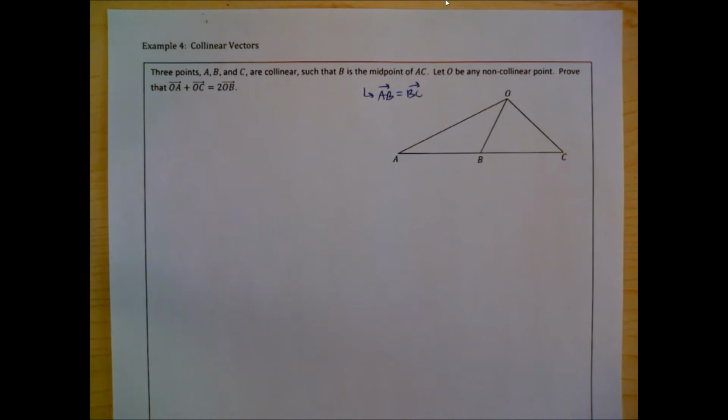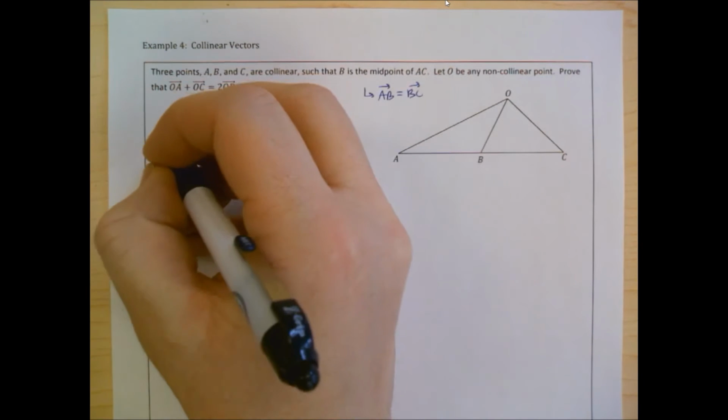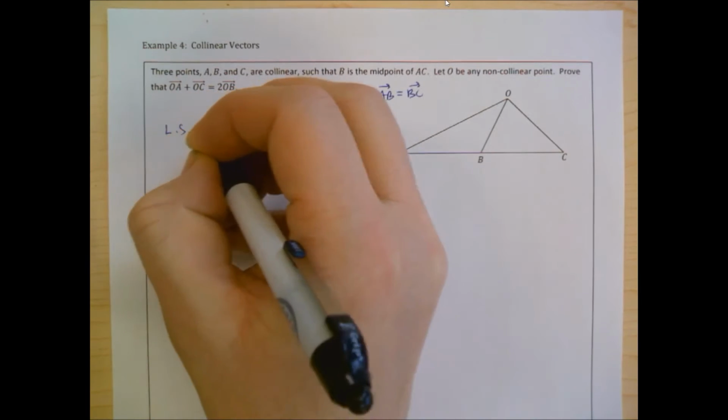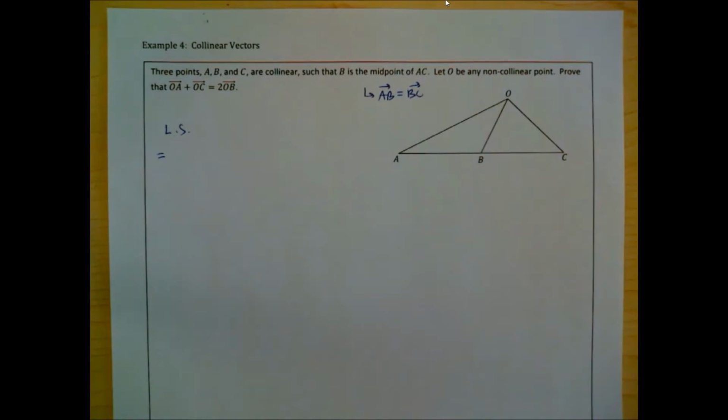O is a non-collinear point. That means O is not on that line ABC, which you can see from the diagram is a fact. Prove OA plus OC is equal to 2OB. So again, going back to grade 11, grade 12 trigonometry, we're going to prove left side equals right side. So I'm going to start with the left side. Why the left side? A bit more I can do with the left side than I can with the right side. So I'm going to start with this.